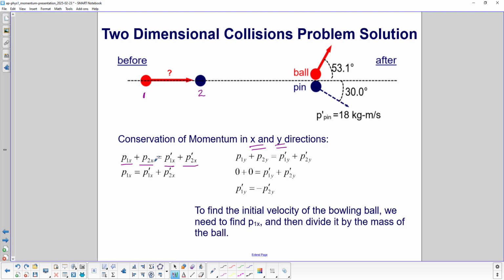Now, P2x is equal to 0. Why? Because the pin is not moving. So this reduces to P1x is P'1x plus P'2x.